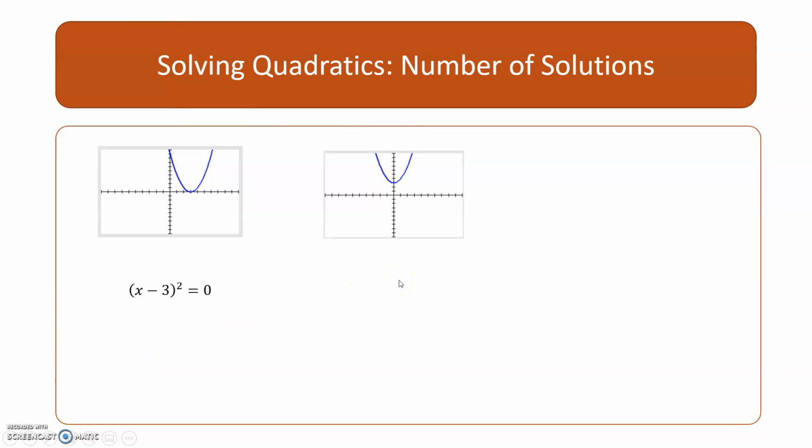You can have no solutions. That would mean that your vertex is above the x-axis and your parabola is pointing up, or your vertex is below the x-axis and your parabola is pointing down, so it would never cross the x-axis. In an equation, what that looks like is when you get the x squared part by itself, it's equal to a negative number, and since we can't take the square root of a negative number, there is no answer.